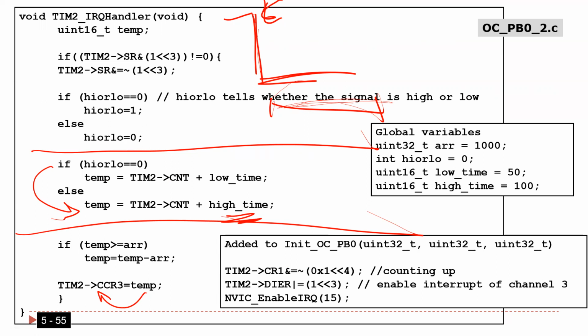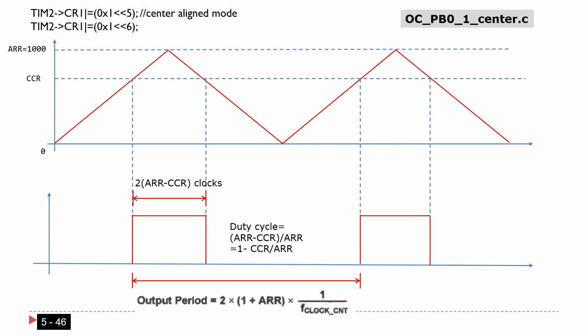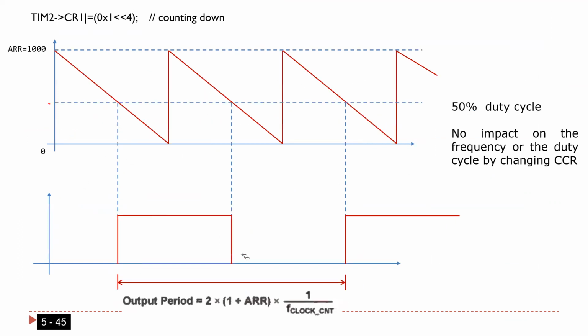You understand what I did, guys? So again, in the beginning, I started with a very simple program. In this simple program, I fixed CCR. So I did not change CCR. Okay, so CCR was fixed this way. That is why I had this kind of signal.